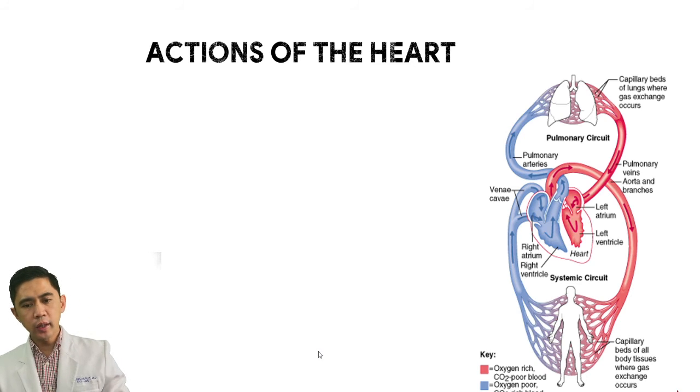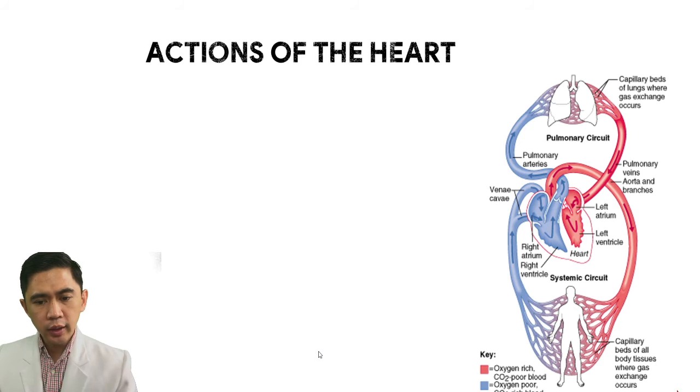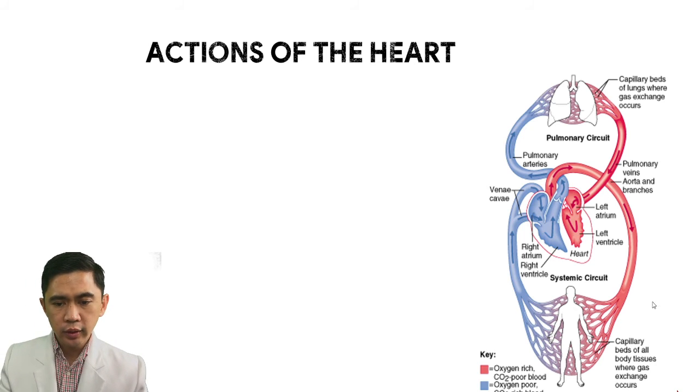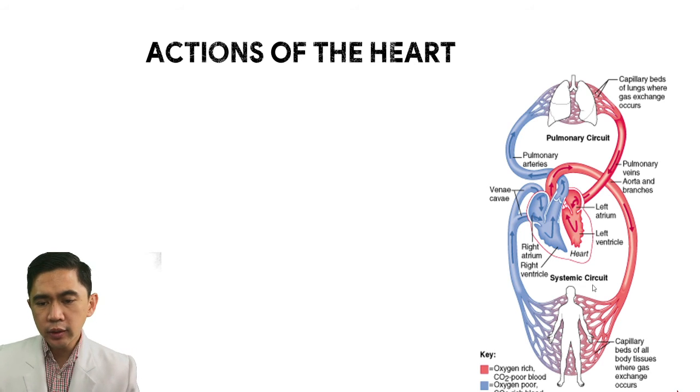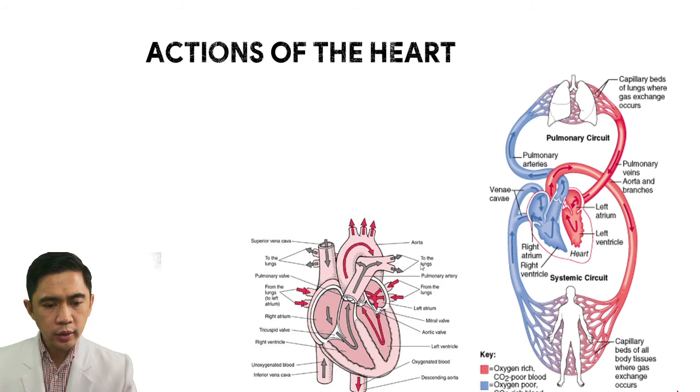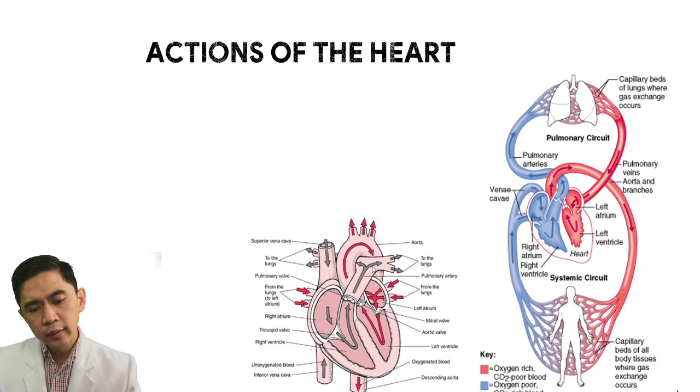So, actions of the heart. We have already discussed the actions of the heart. It involves the systemic circulation and the pulmonary circulation, as seen by the arrows. The gray arrows are the pulmonary circulation, and the red arrows are the systemic circulation.